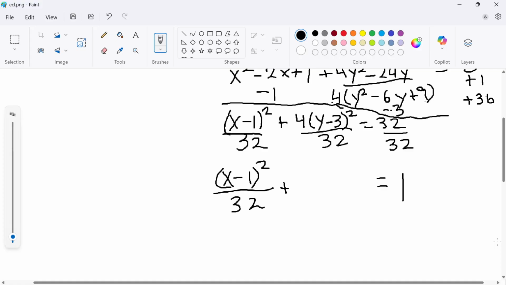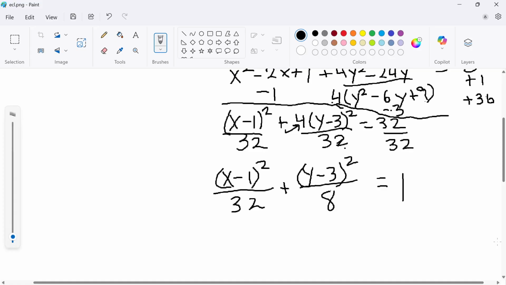Plus. Now I don't want this 4 here, I just want 1. So 4 divided by 4 is 1, and if I divide the top by 4, I divide the bottom by 4. So on top it's just y minus 3 squared because 4 divided by 4 is 1. 32 divided by 4 is 8. And there's my standard form of the ellipse equation.